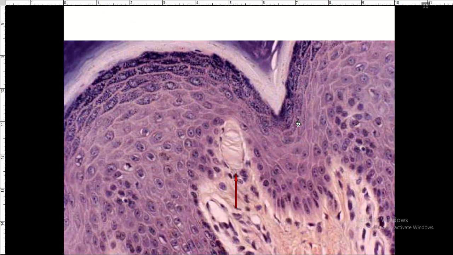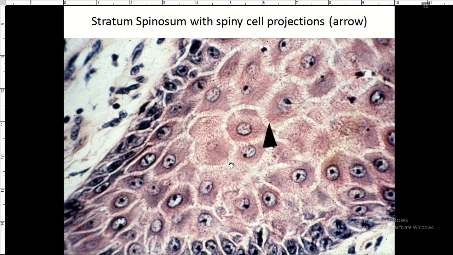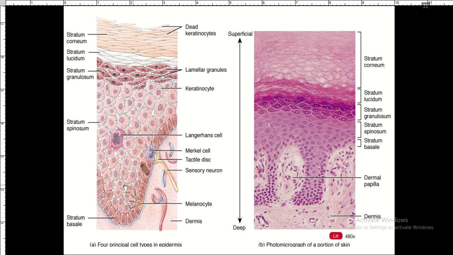Another good presentation of your skin right here. I also forgot to mention this one. You can have macrophages found in the stratum spinosum, as well as melanocytes. These are cells that produce melanin, that will be sitting on the basement membrane or the basal lamina, interspersed among the stratum germinativum cells.